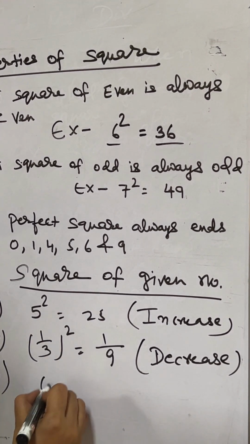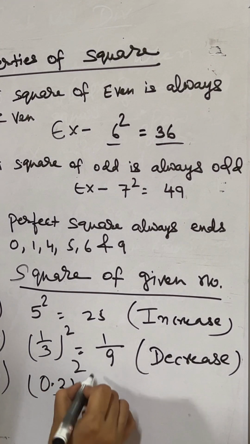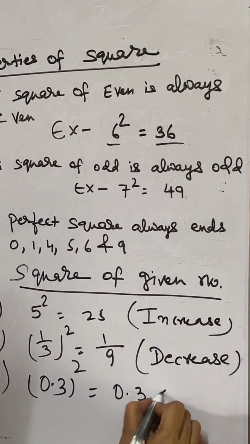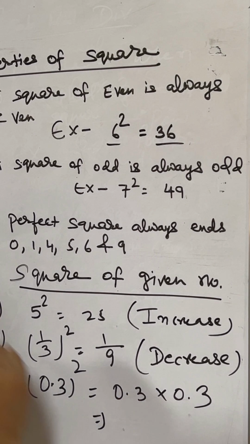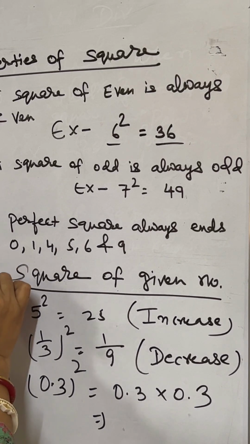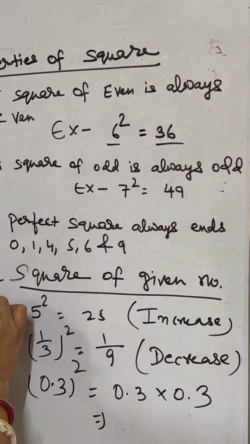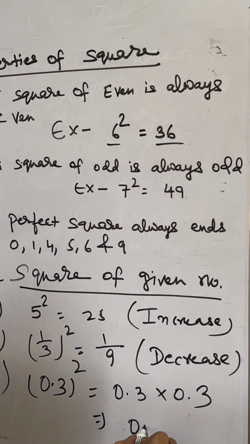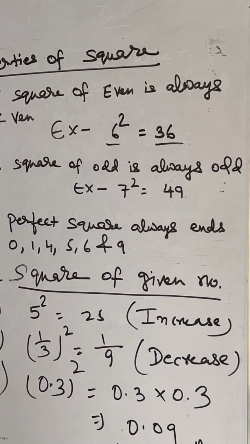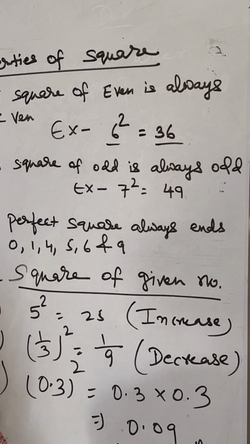Similarly, the square of a decimal. 0.3 into 0.3: 3 threes are 9, so it is 0.09. So this is about how to find the square of any number. Now next we will understand how to find the square root.